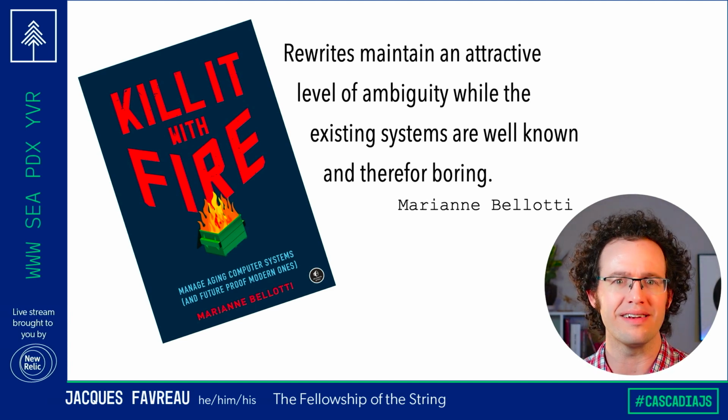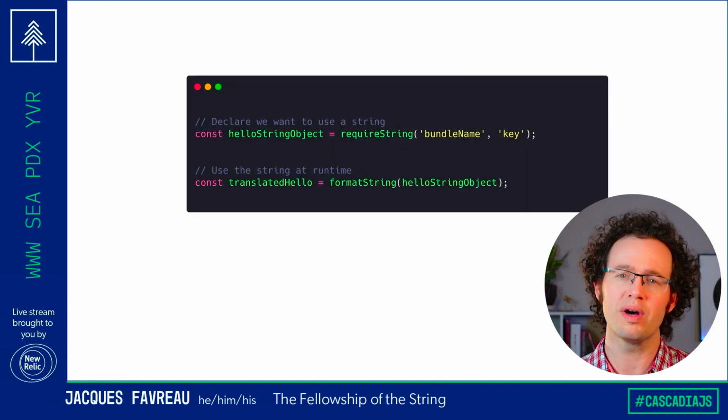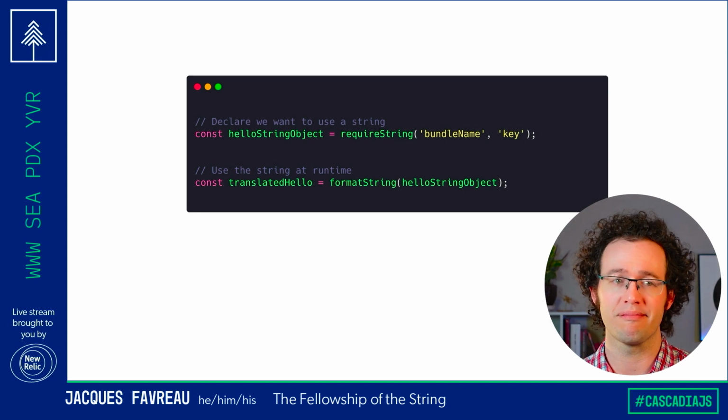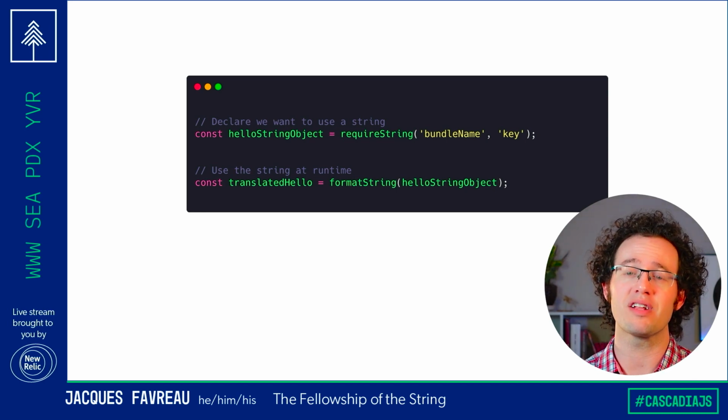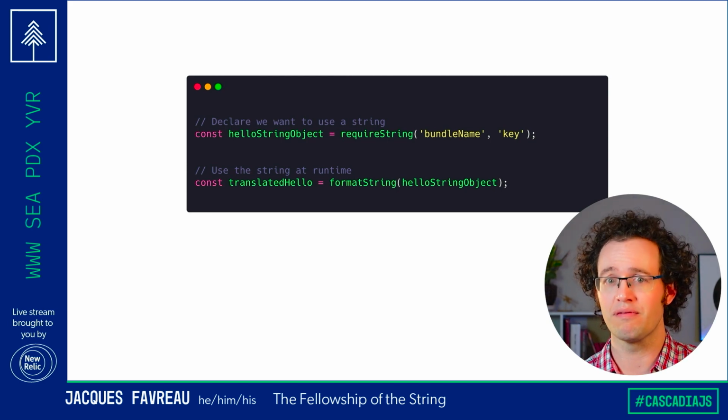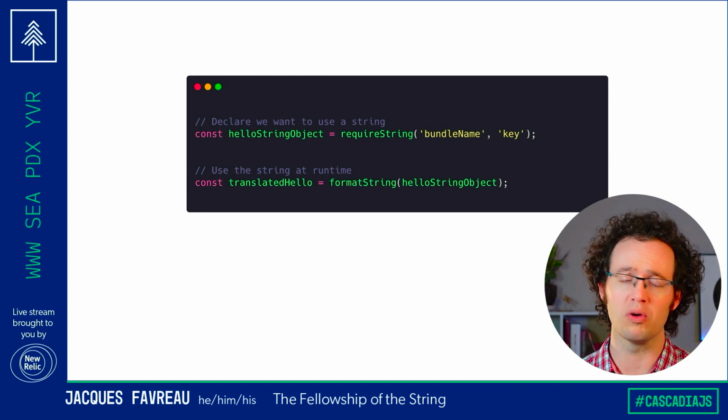In the end, I ended up targeting an intermediate solution built on top of the existing infrastructure, but separating out the two core ideas. These are the strings I'm going to need. That went into one function called require string, like Node's require, but for strings. And that returns an object that can then be passed to the second function, format string, to produce a normal localized UI string at runtime.